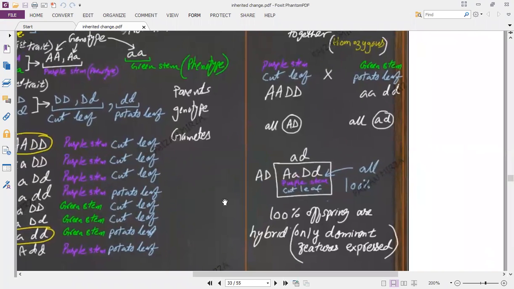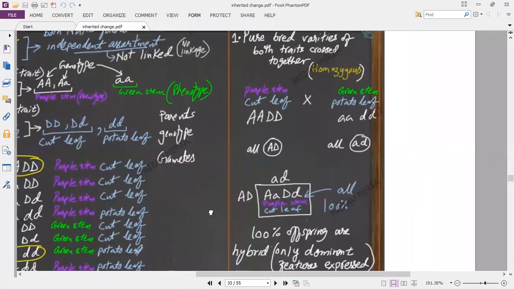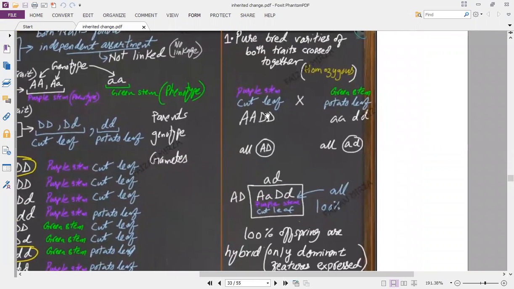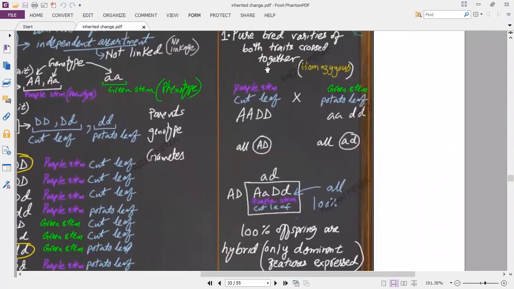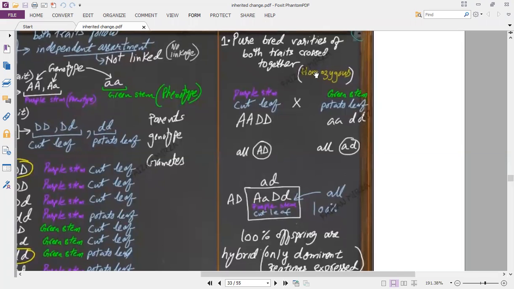So the first cross to perform when we are discussing that the genes are not linked is that you cross the purebred varieties of both traits together. Purebred basically means that they are homozygous. So you take homozygous for both traits, purple stem and cut leaf, capital A capital A capital D capital D, and you cross them with green stem and potato leaf, that is small a small a small d small d. Both are homozygous dominant and homozygous recessive respectively for both traits.